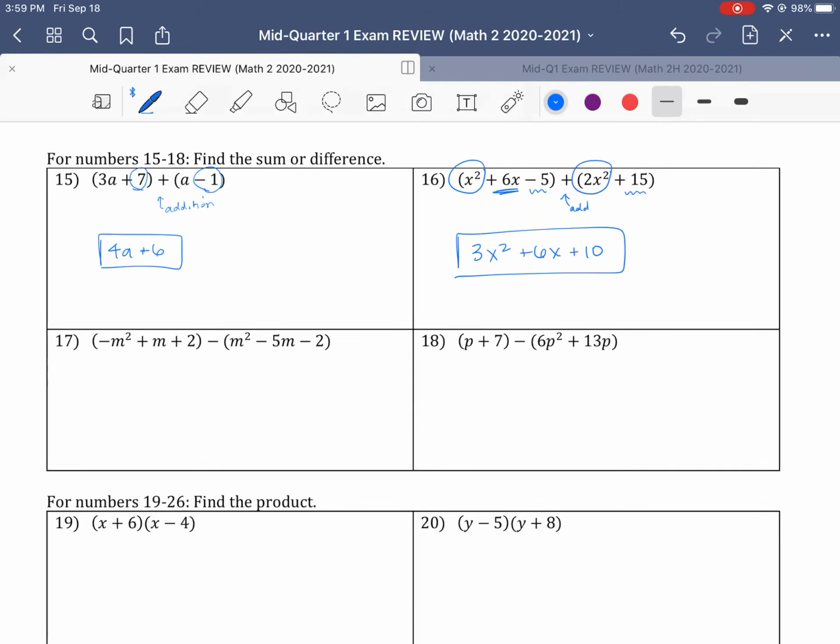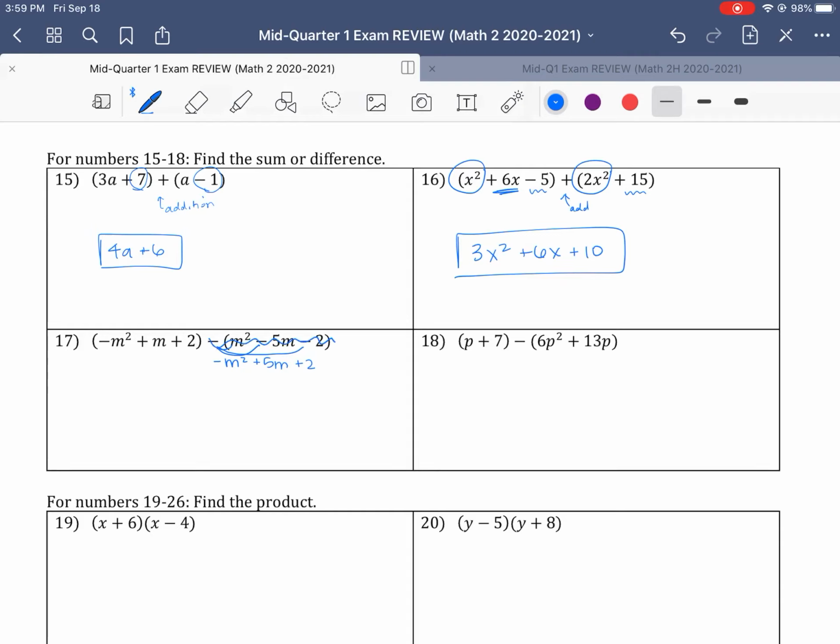Okay. Subtraction, remember we just take care of the negative first. So remember the negative changes the sign of the polynomial behind it. So this is going to be a negative m squared and a positive 5m. And then if we distribute that negative clear back here, we get a positive 2. And then we're just combining like terms.